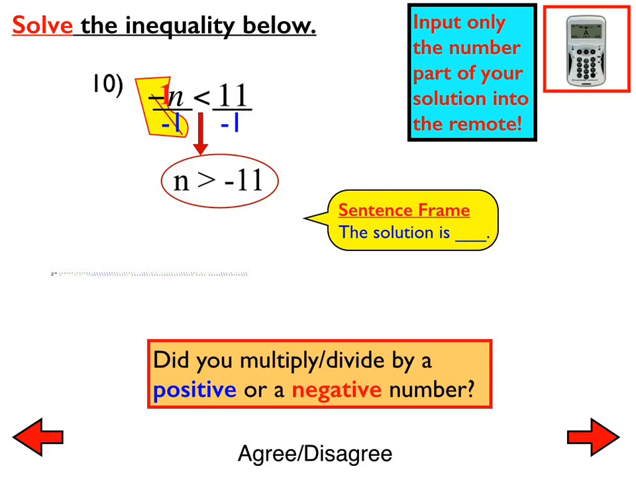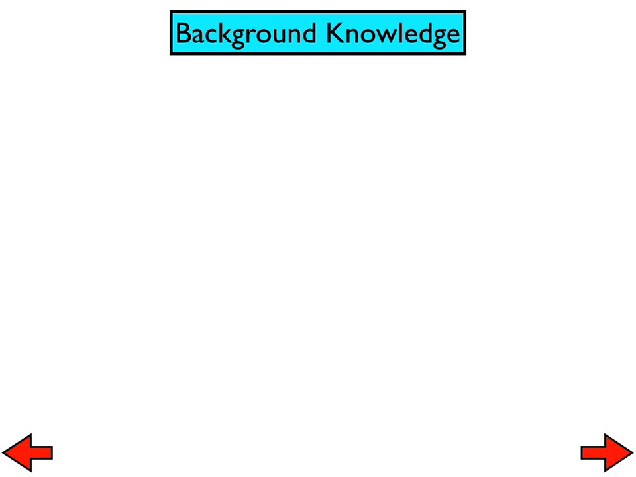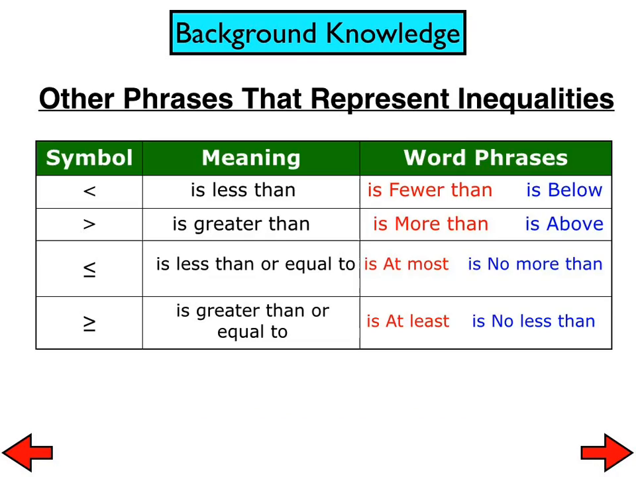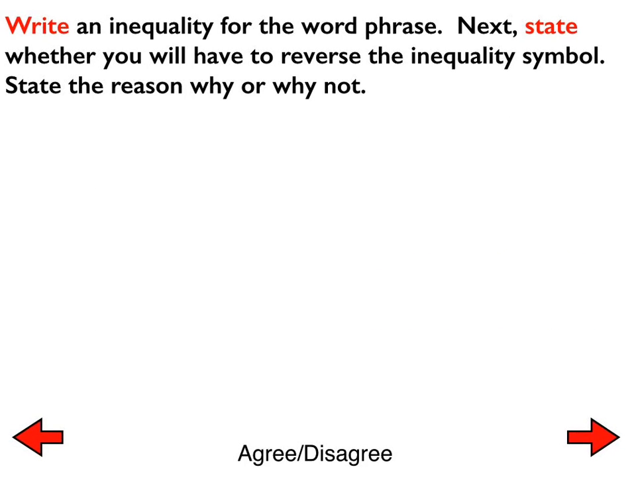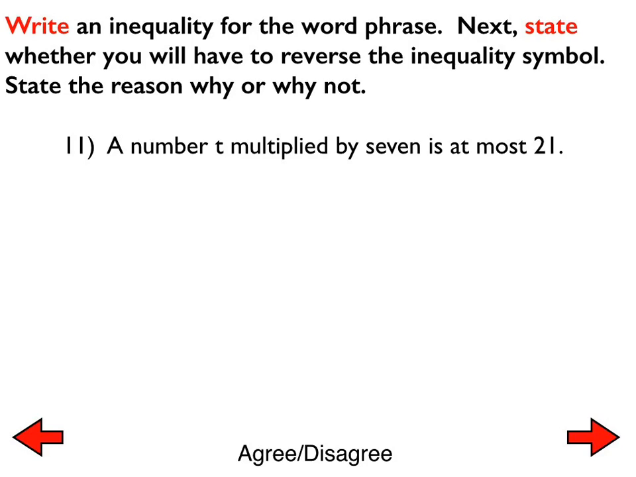All right, so let's put the remotes down for a minute. We're going to do a couple of problems and then we'll come back to them. Now the language objective part of our lesson. Remember, this is now the third time we've gone back to different word phrases that mean is less than, is greater than, is less than or equal to, or is greater than or equal to. So here's what you're going to do. You're going to translate number 11 to an inequality. I don't want you to solve it. All I want you to do is to translate that to an inequality, and then we're going to talk about whether we need to flip the inequality symbol or not if we were asked to solve it. Go ahead and give it a shot.